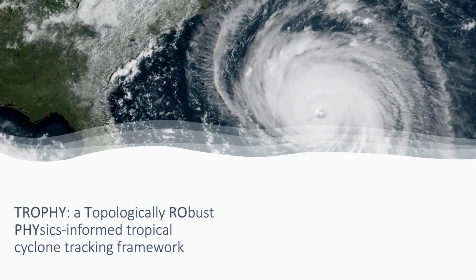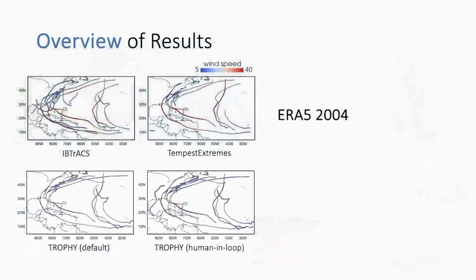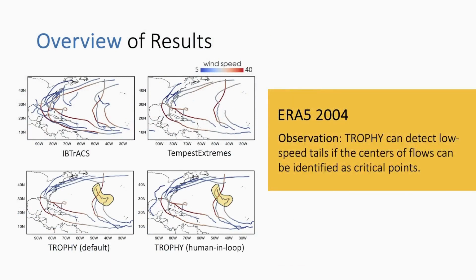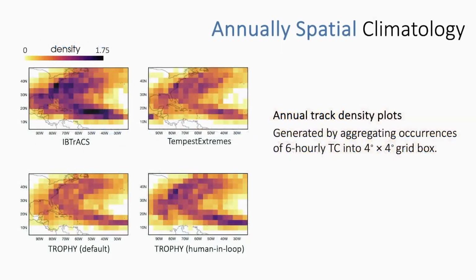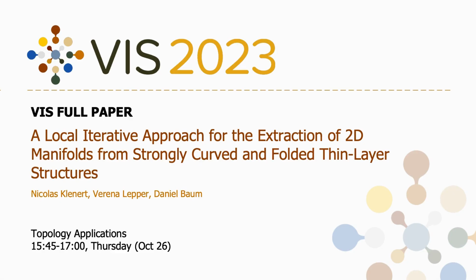We introduced a physics-informed tropical cyclone tracking framework, TrophY, that utilizes tools from vector field topology. We demonstrated that TrophY can capture tropical cyclones' characteristics that are comparable to, and sometimes even better than, a well-validated tropical cyclone tracking algorithm, while requiring far less input data.